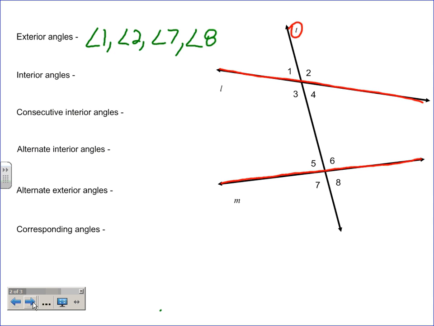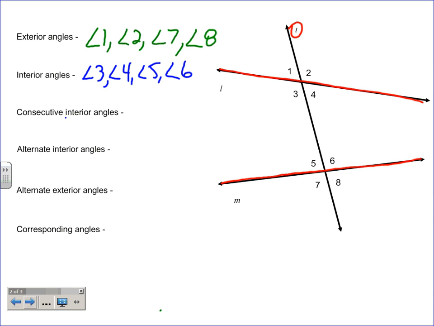Well, so of the 8 that we have numbered, you've said 4 of them are exterior. So logically, the other 4 will be interior. And let's see if that makes sense. So 3, 4, 5, and 6, do those both seem to be between those two lines? Yes, they do. So any questions so far? No? All right, consecutive interior angles is the next one that we have to take a look at.